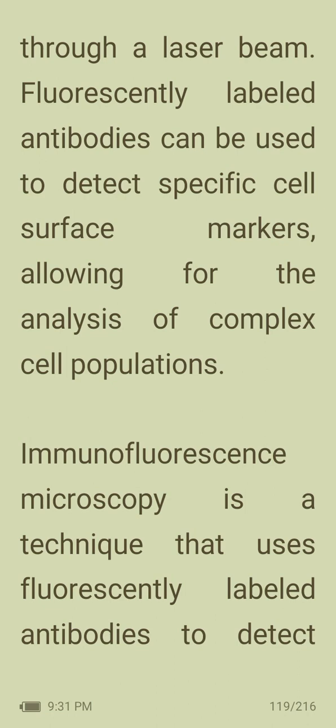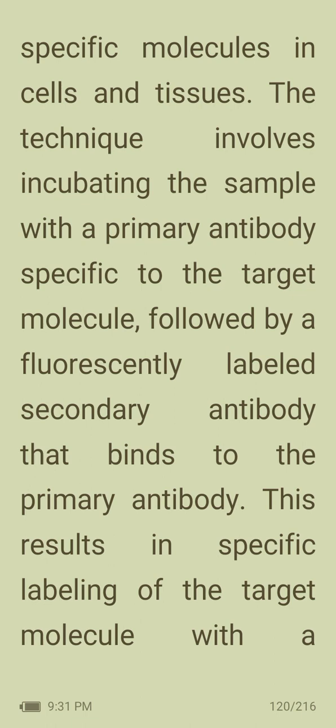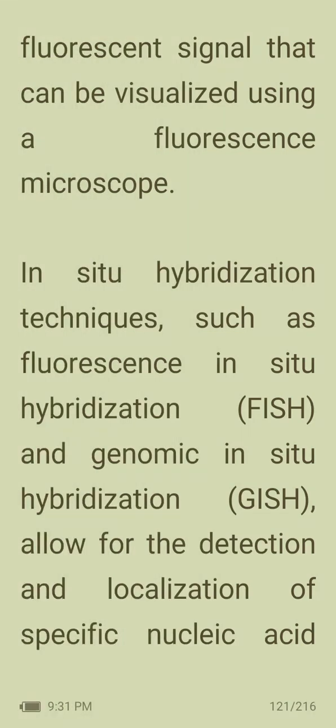Then, immunofluorescence microscopy is a technique that uses fluorescently labeled antibodies to detect specific molecules in cells and tissues. The technique involves incubating the sample with the primary antibody specific to the target molecule, followed by a fluorescently labeled secondary antibody that binds to the primary antibody. This results in specific labeling of the target molecule with a fluorescent signal that can be visualized using a fluorescence microscope.